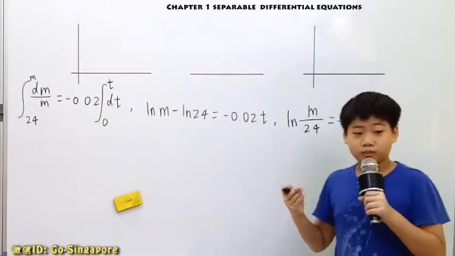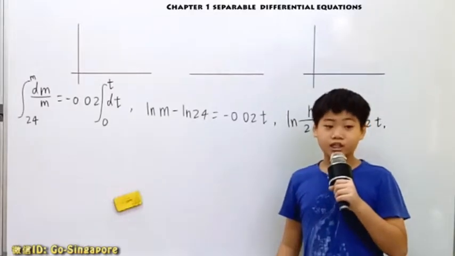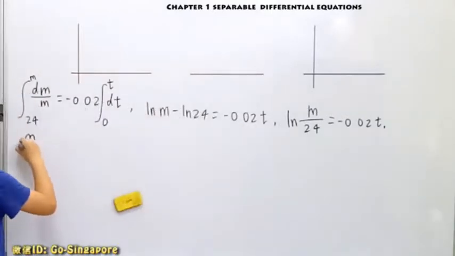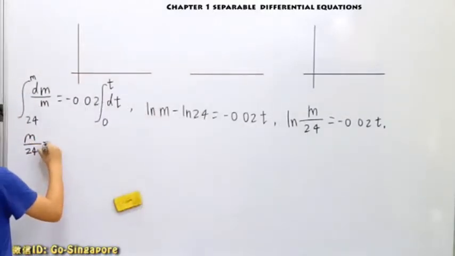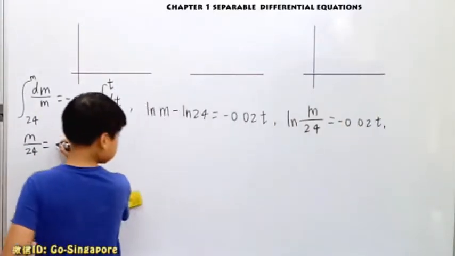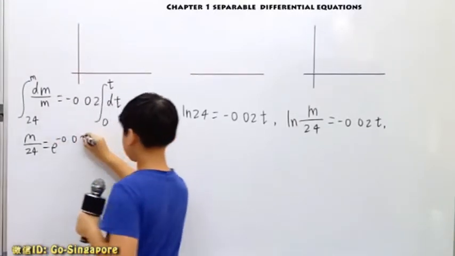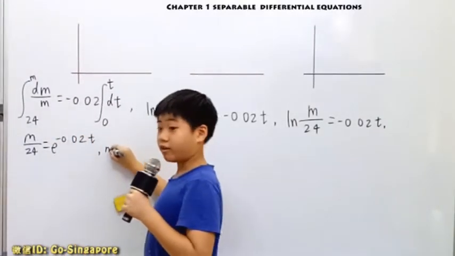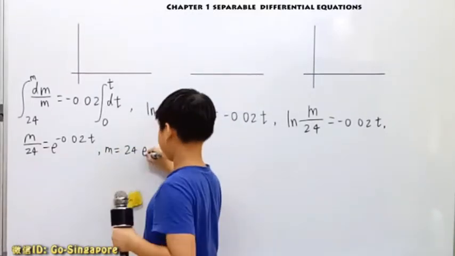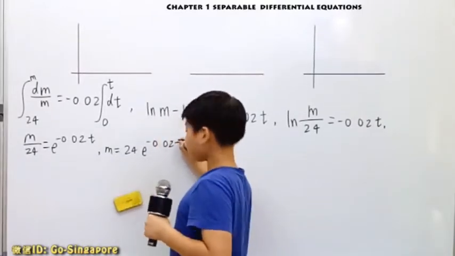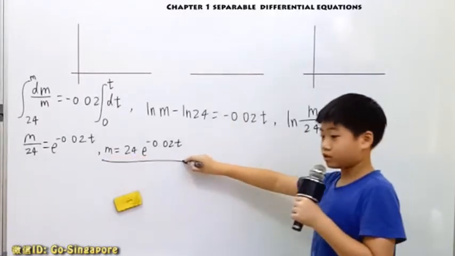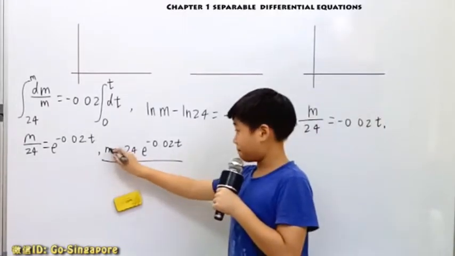Ln. What is the inverse operation of ln? Well, that is the exponential. So here we have m over 24 equals e to the power of this. So we can find what m is. Just multiply the 24 to the other side, like this. So we can use this to find out m.